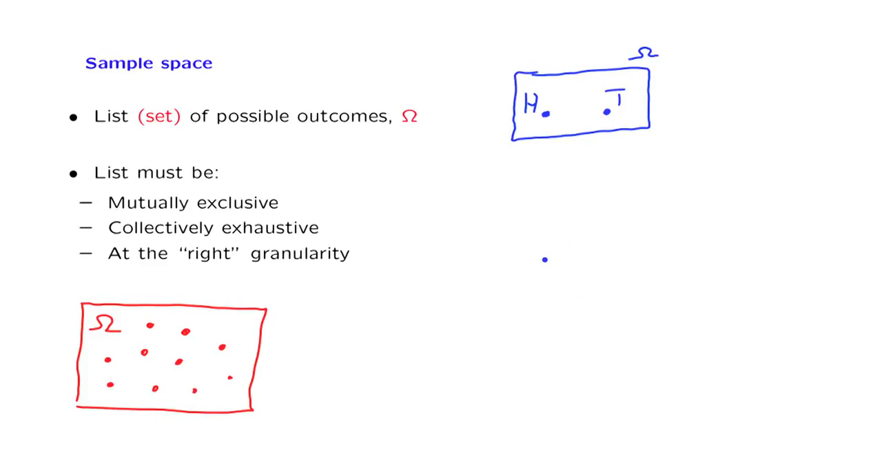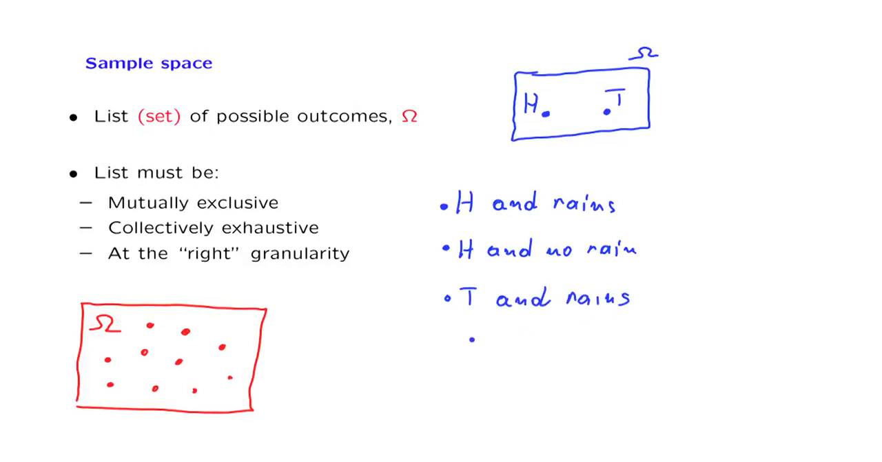Now suppose that while you were flipping the coin, you also looked outside the window to check the weather. And then you could say that my sample space is really heads and it's raining. Another possible outcome is heads and no rain. Another possible outcome is tails and it's raining. And finally, another possible outcome is tails and no rain.